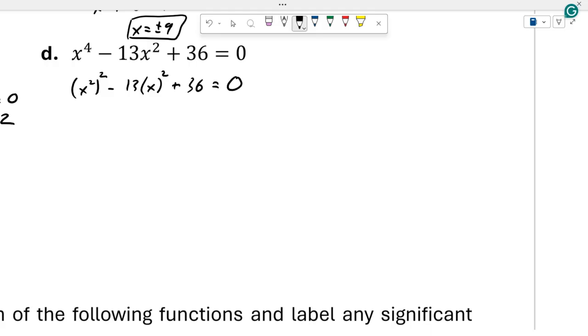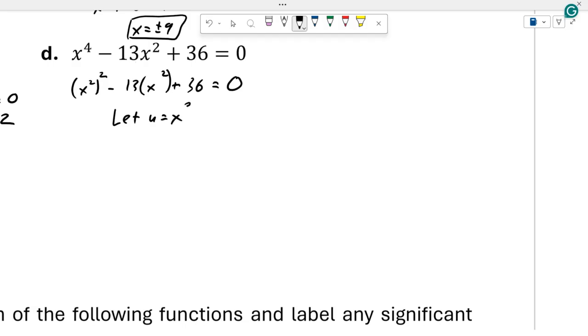So notice that if I actually, no, I don't want parentheses there. That just makes it more complicated. But you know what? I'll put parentheses around the whole thing. There we go. So notice that if I think of my original equation like this, I have something squared, and then I have minus 13 times something plus 36. Now this is kind of looking like a quadratic.